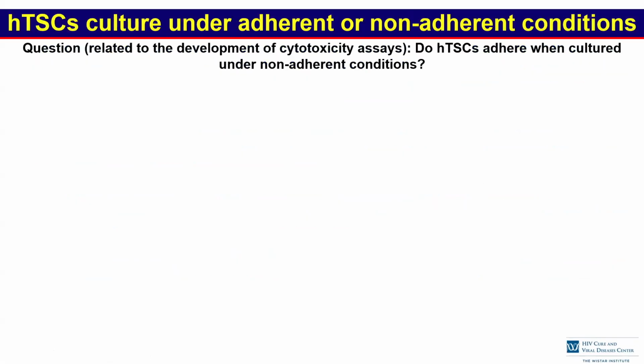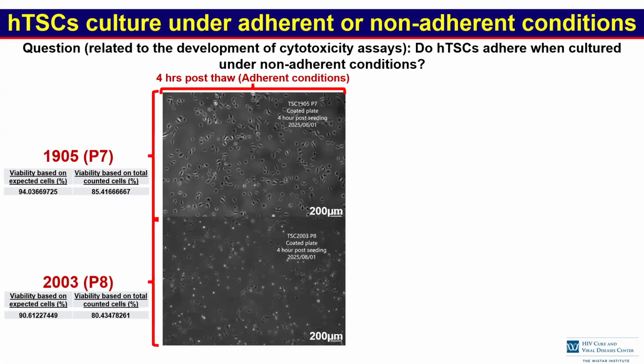Our main goal was actually to use these cells in the future for cytotoxicity assays. Our experience in cytotoxicity assays is from human peripheral blood cells, so these are floating cells, not adherent cells. Because these cells are adherent, we want to see if they survive when we culture them under non-adherent conditions. So we thawed one vial from both of these cell lines, and as you can see the viability was very good, about 85% and 80% for each of these cell lines.